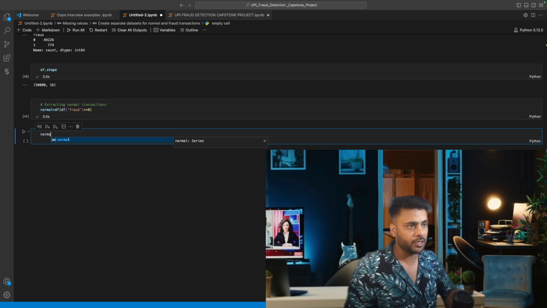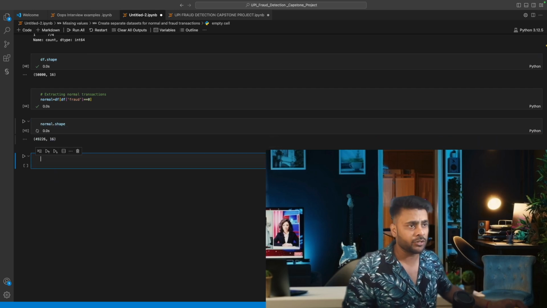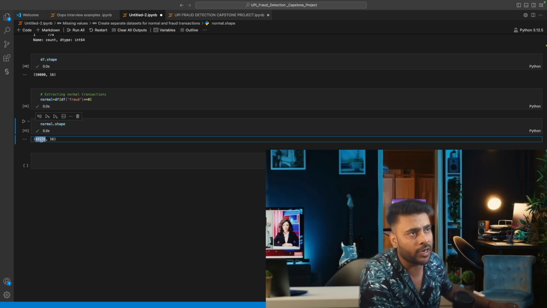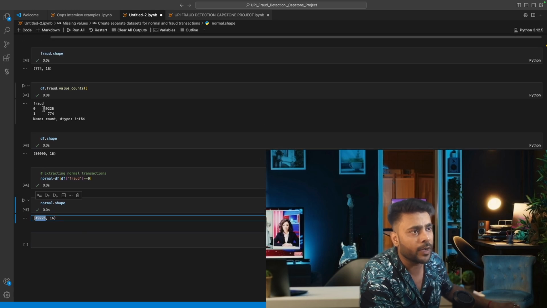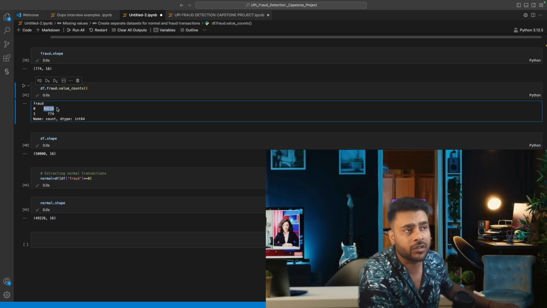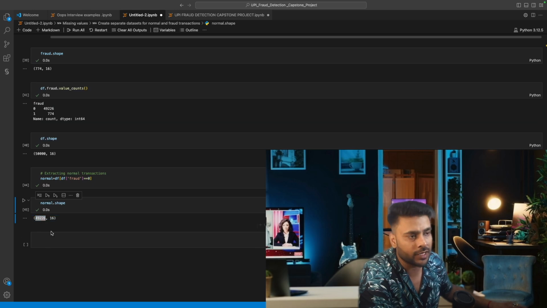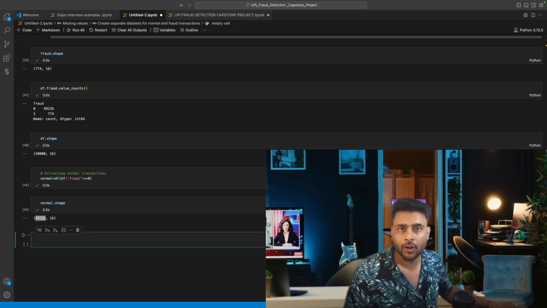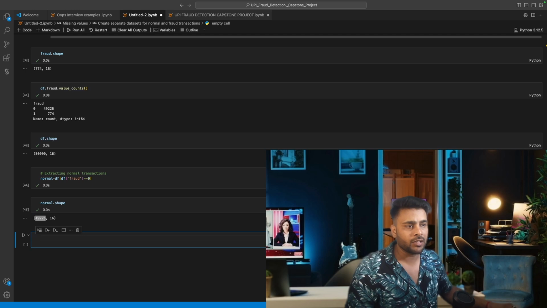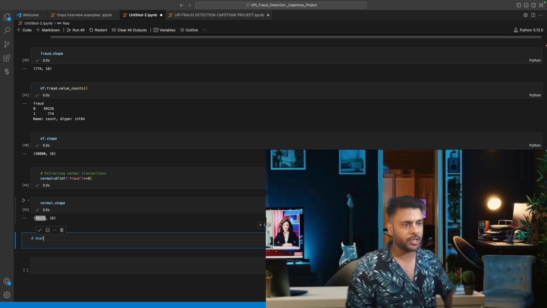Now if I say normal.shape, it should be close to 49,226. And if I take you back to where we did the distribution, we can see that 49,226 transactions are non-fraud. So we have exact filtration done, and the two data sets have now been separated. Now that this has been done, we can analyze the fraud data set.